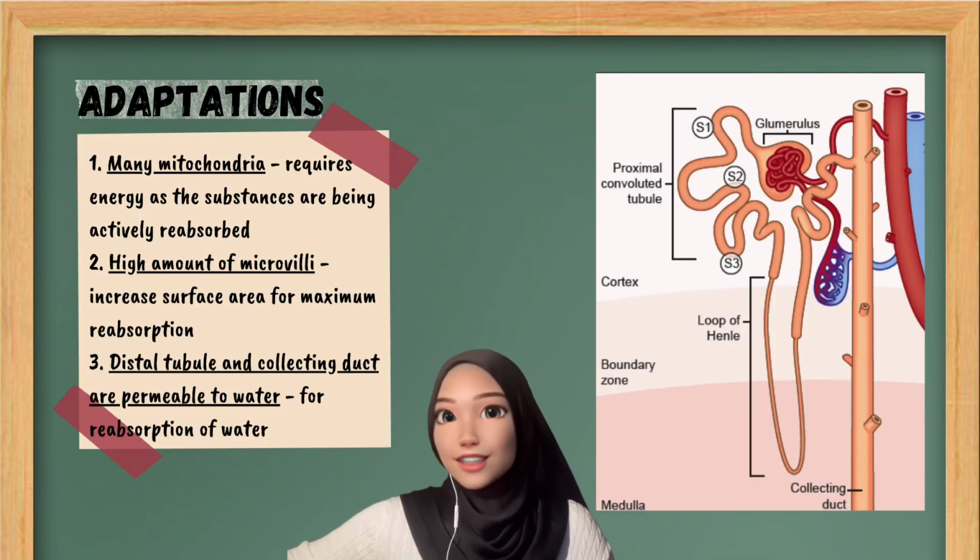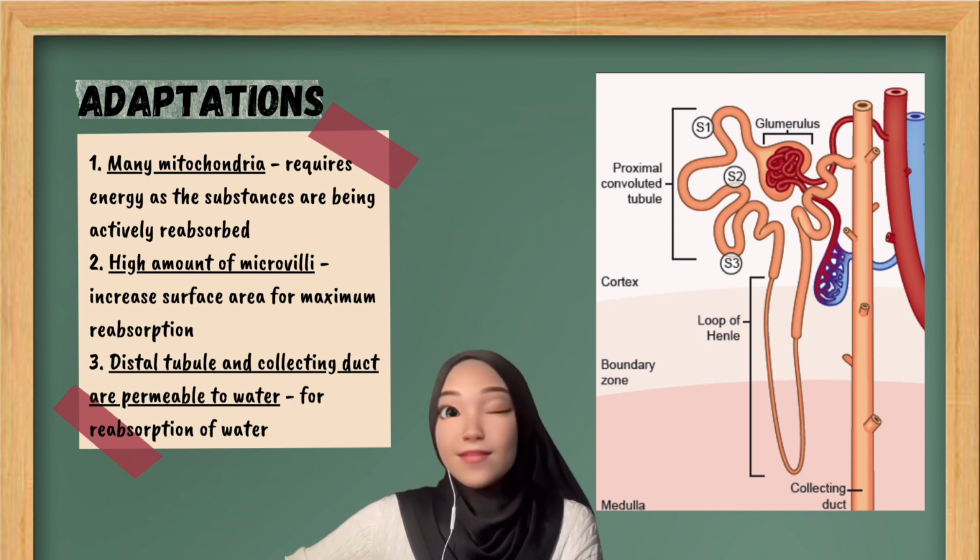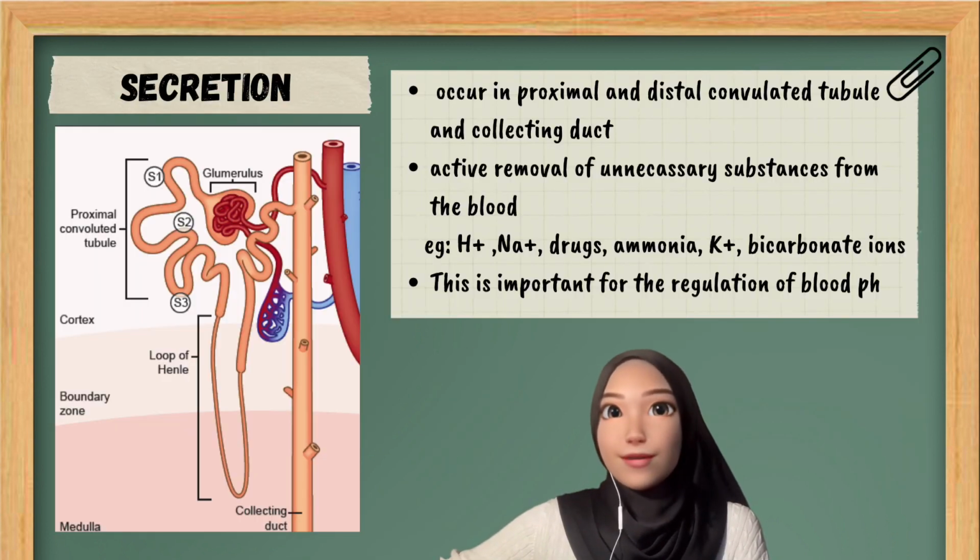So, the adaptations for the reabsorption process to occur are, the first one, there are many mitochondria found at the proximal convoluted tubule, as it requires energy as the substances are being actively reabsorbed. The second one is there is a high amount of microvilli at the loop of Henle to increase the surface area for maximum reabsorption. The third one is that the distal tubule and collecting duct are permeable to water, and this is for the reabsorption of water.